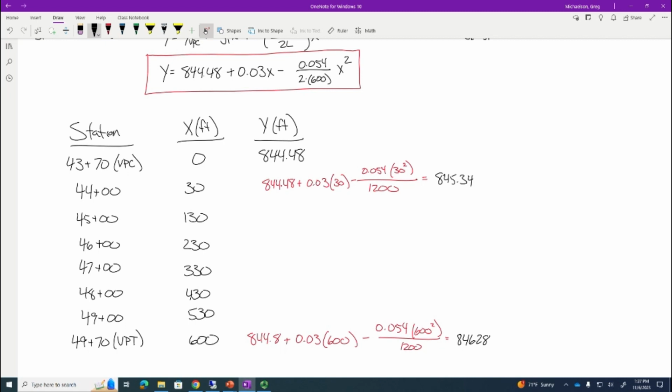Let's make sure. I mean, we should, but this is a verification. Why am I saying should, by the way? That was the elevation of the VPT. And we computed that without any curve equations at all.